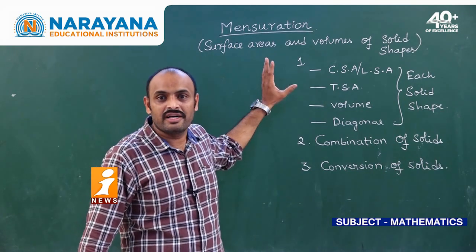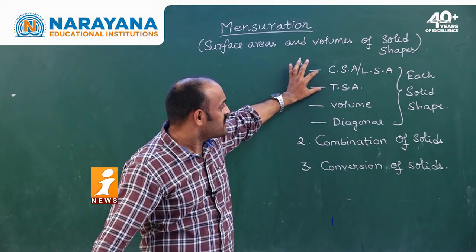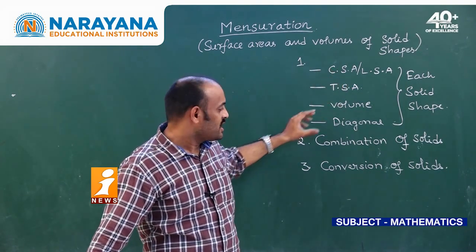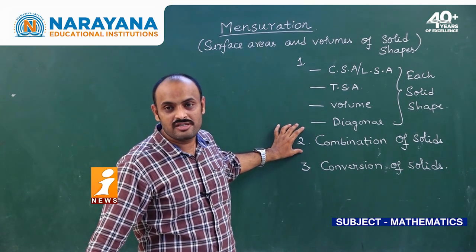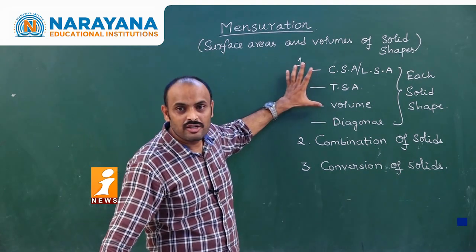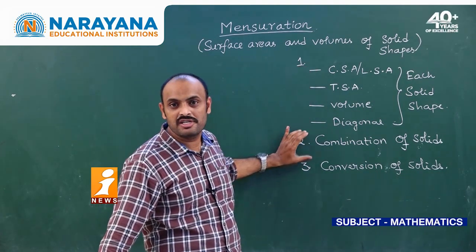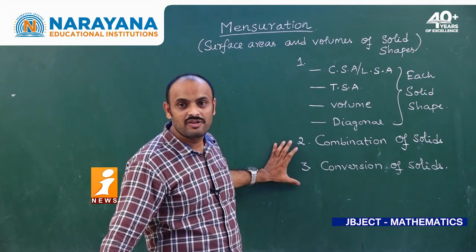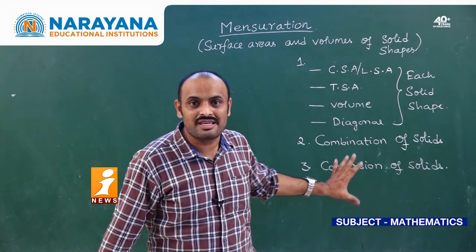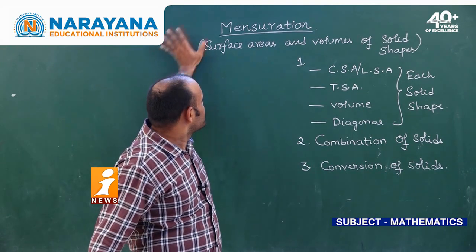Now we have divided this chapter into 3 parts: the first is regular CSA, TSA, volume and diagonal of each solid shape, the second one is combined solids, and the third one is conversion of solids. You can expect 2 mark questions and 1 mark questions from the first topic, and from combination of solids and conversion of solids you can expect 4 mark questions. So keeping these things in mind, today we are going to do a session called mensuration.